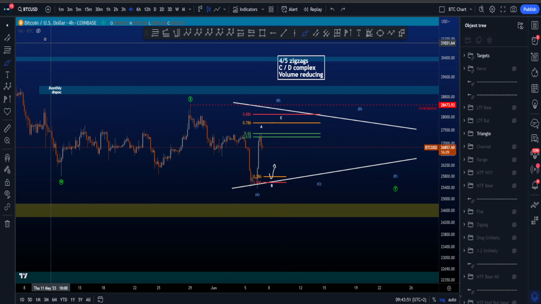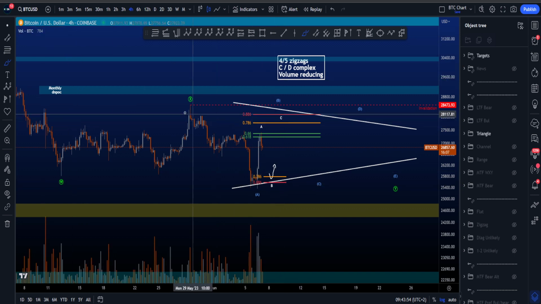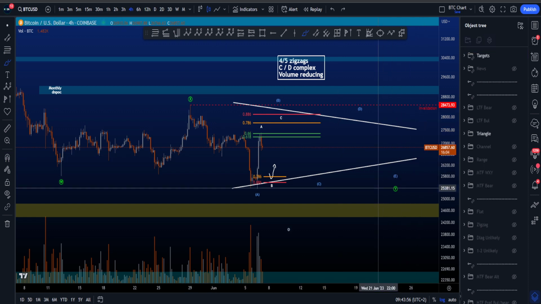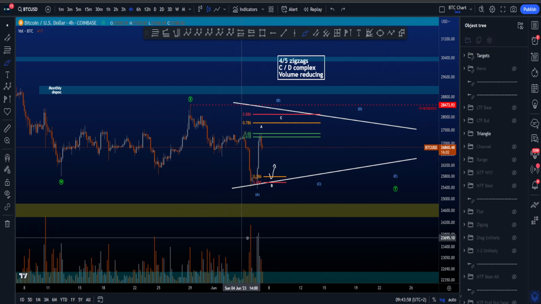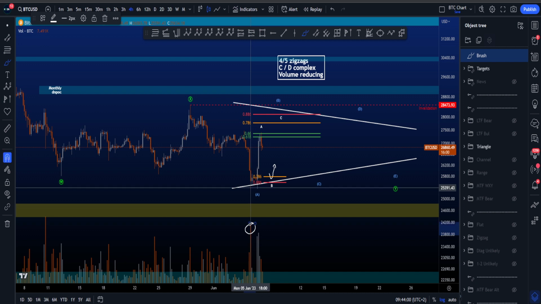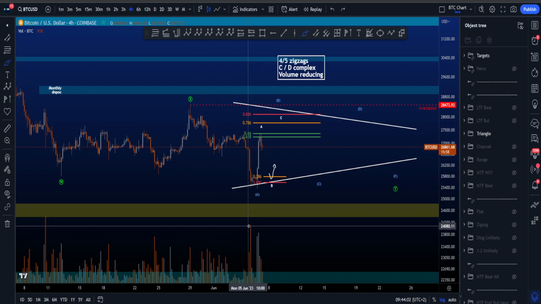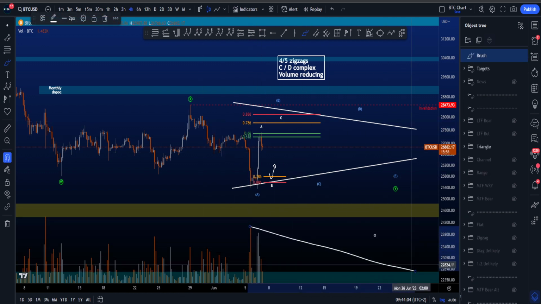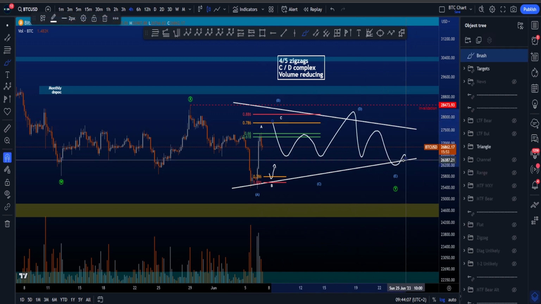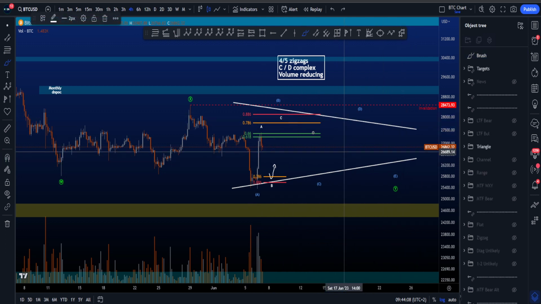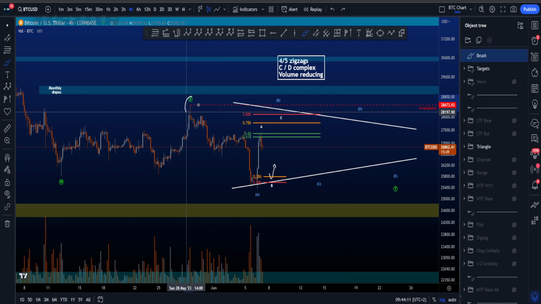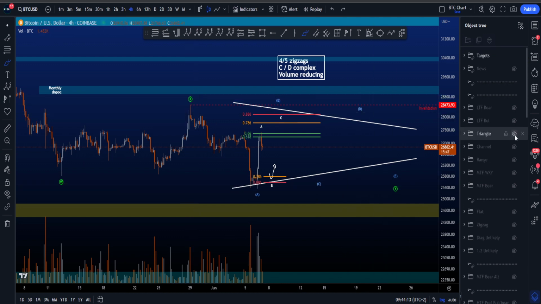And what is also important is that the volume is going to be reducing while the triangle is forming. So you want to see the volume moving down. Now we had a high peak, of course, of volume at the end of this move to the downside, which is fine, but you now want to see volume declining if this is a potential triangle that is going to be forming on the Bitcoin chart. The invalidation of this triangle is taking the high at 28.5k.